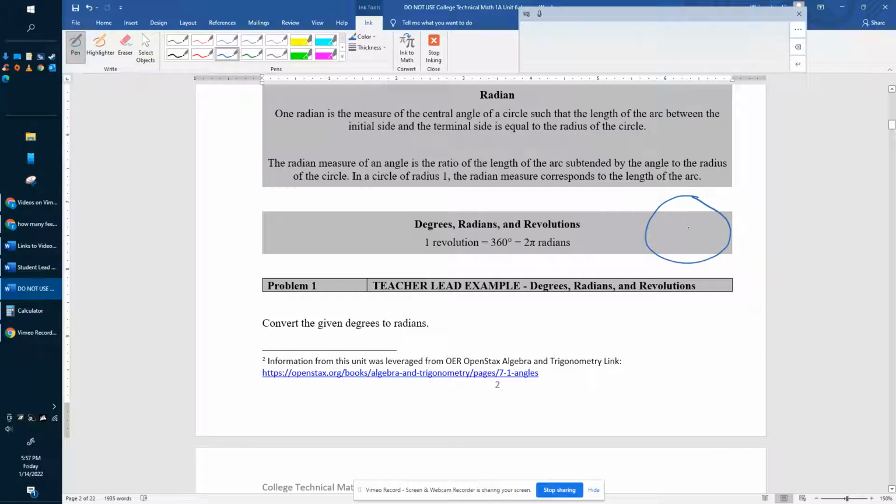Why does 2 pi radians make sense? Well, we're assuming the radius is 1. What is the circumference of a circle? It is 2 pi r. If r is 1, then the circumference of the circle is simply 2 pi.